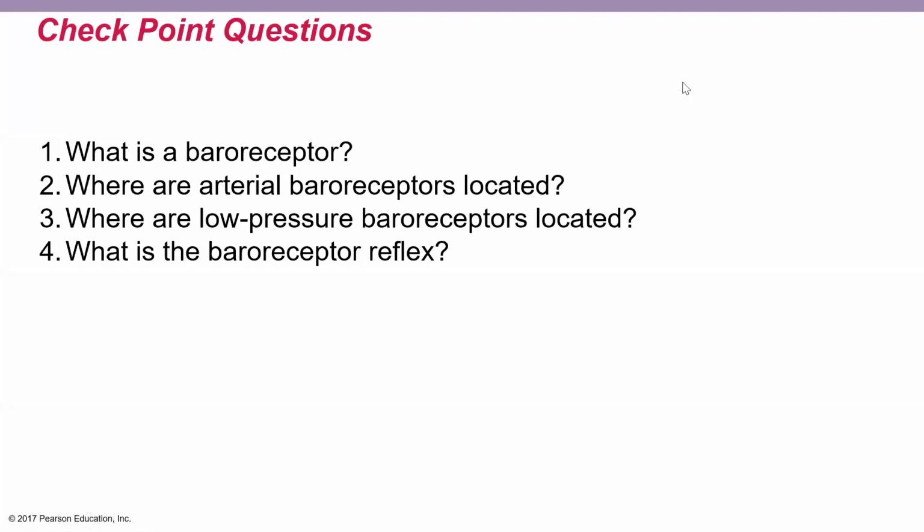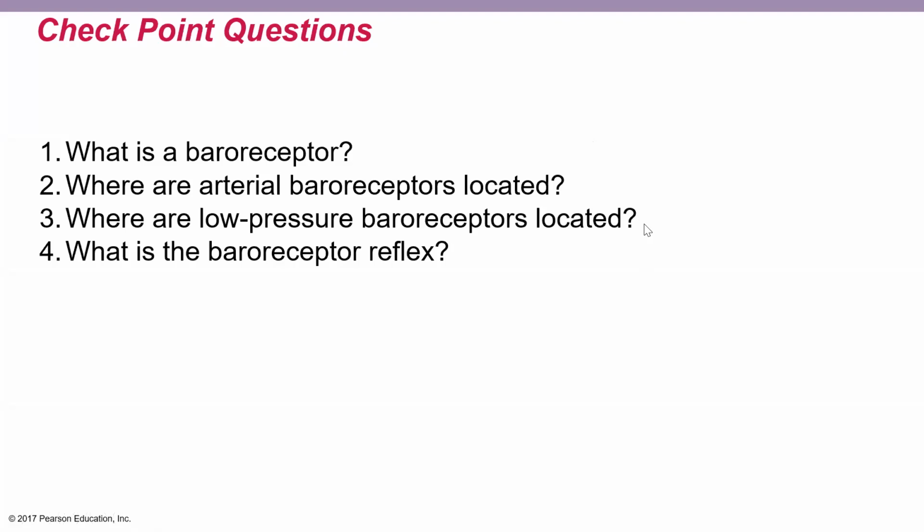Anyone remember those three factors of mean arterial pressure? Perfect, yes, stroke volume, heart rate, and resistance, total peripheral resistance. Thank you, that's correct. And then we also looked at cardiac output, which was a product of stroke volume and heart rate as well, okay?